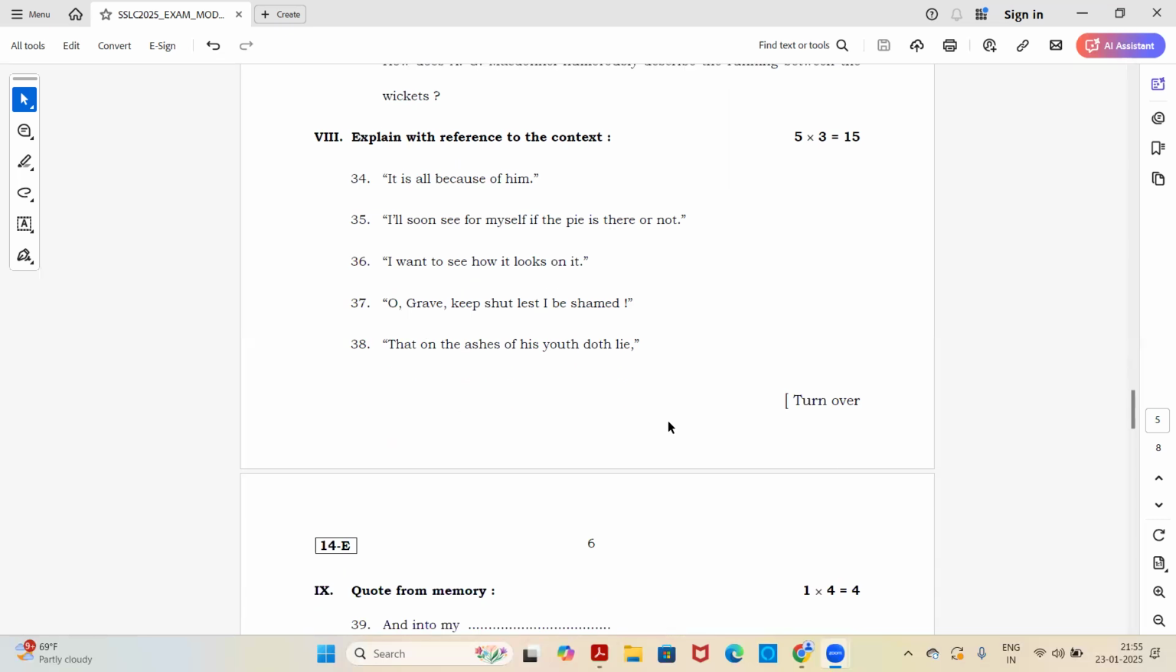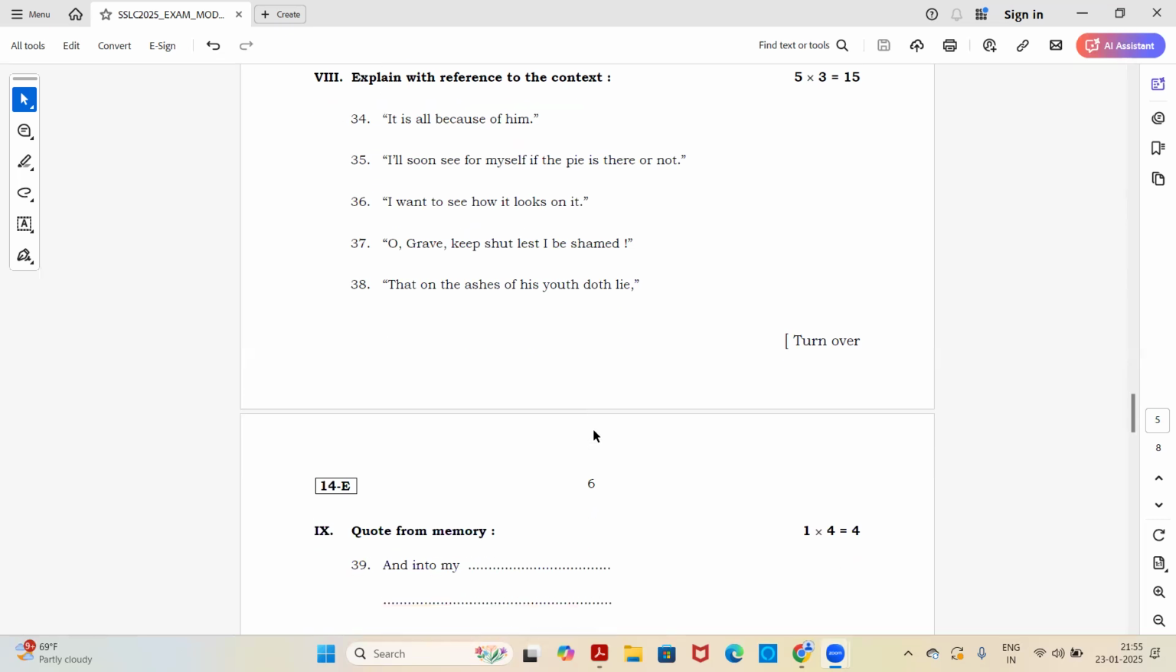Okay, so these are sentences from different chapters. You need to identify which chapter it is taken from, or which poem it is taken from, and under what instances it was said and by whom. So this will make your complete answer. It is reference to context.